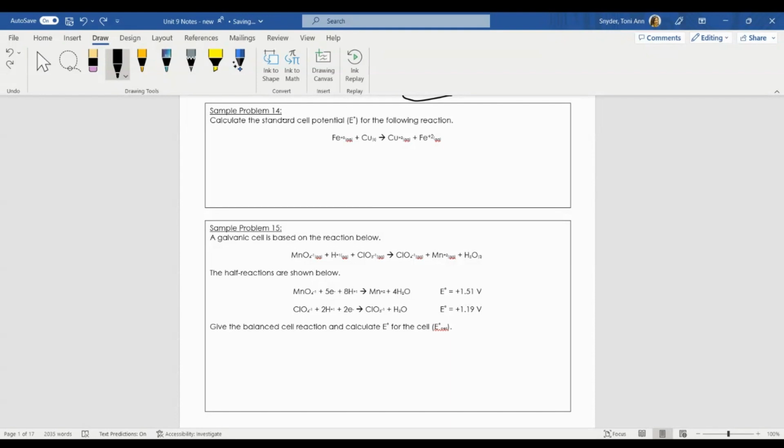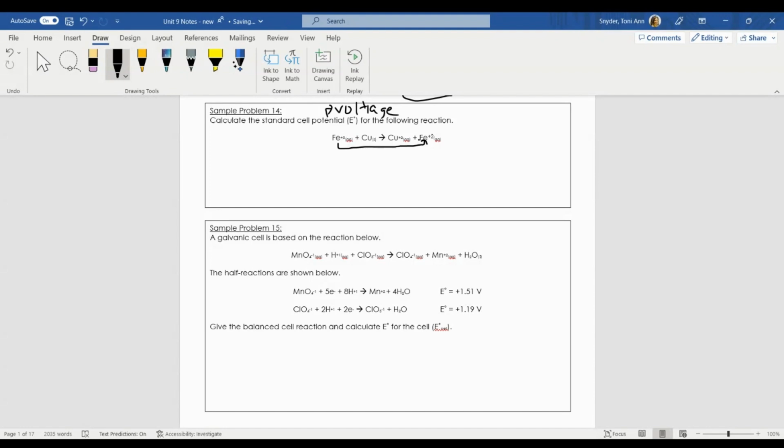Let's calculate the standard cell potential. This is another way of saying the voltage. We want to calculate the voltage for this reaction. First, we'll look up the standard reduction potentials on that green paper that you have. So if I look, I have iron +3 to iron +2. And actually, I think we have that one above, if I'm recalling correctly. And if I look at the chart, it actually is getting reduced.